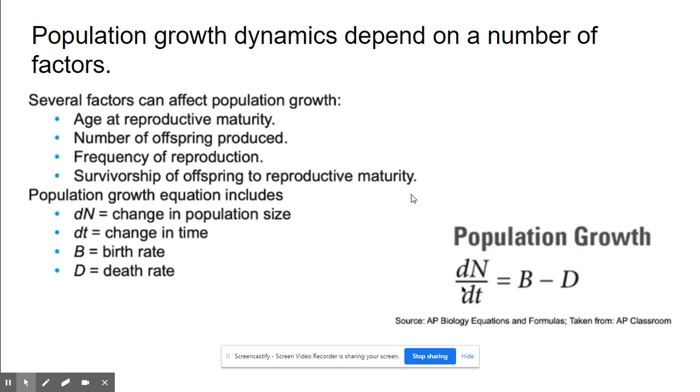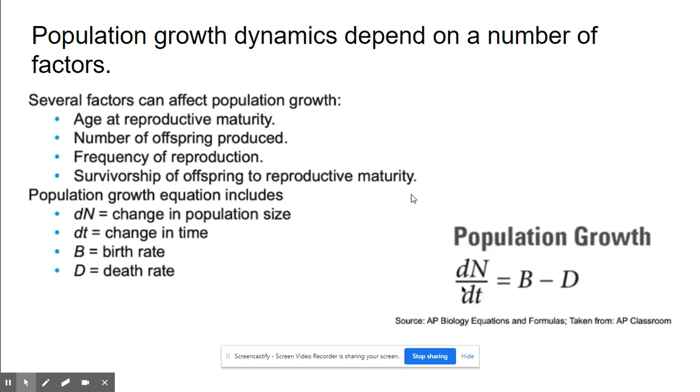That's going to make a much bigger population. Also, the frequency of when they reproduce, like I said, are they reproducing every 6 months or are they only able to reproduce once in their lifetime? And then there's survivorship of offspring to reproductive maturity. So if a species can't reproduce until they're 13 years old, like a human, for example, or 14 or around there, if they don't survive to reach that age of maturity, then they're not able to have offspring. So keep that in mind as well.